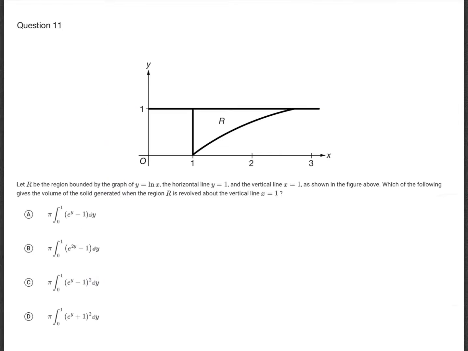Okay, next one, they gave us a graph already, so let's see. So they say let R be the region bounded by the graph of y equals ln x, so that's this one here, horizontal line y equals 1, and the vertical line x equals 1. Okay, that's shown in the figure above. Okay, which of the following gives the volume of the solid generated when this region R is revolved around the vertical line x equals 1. So we're revolving it around this line here.